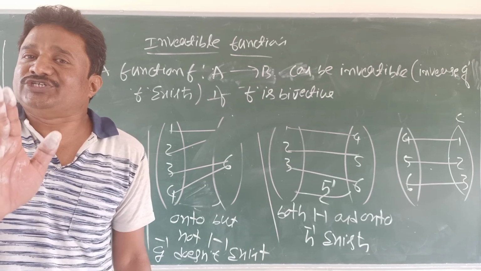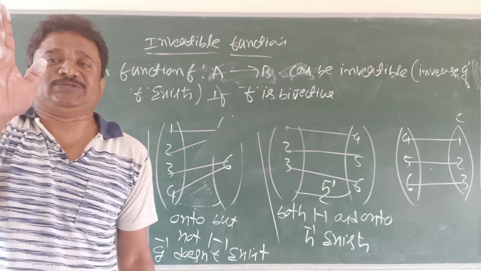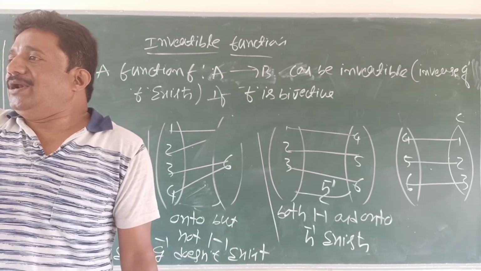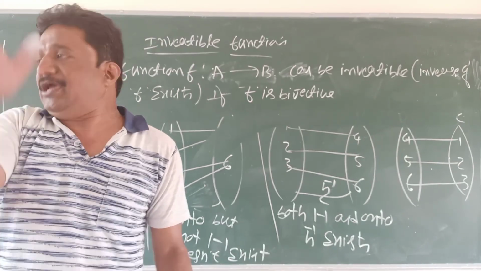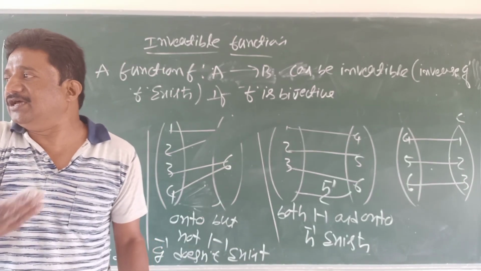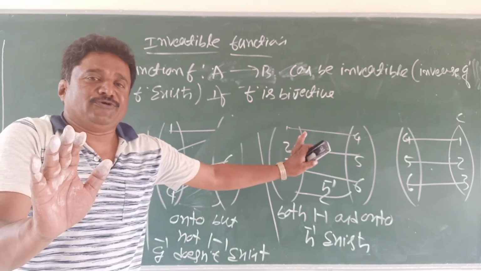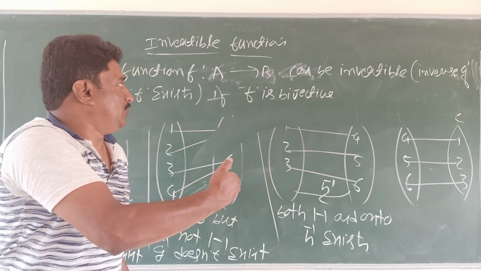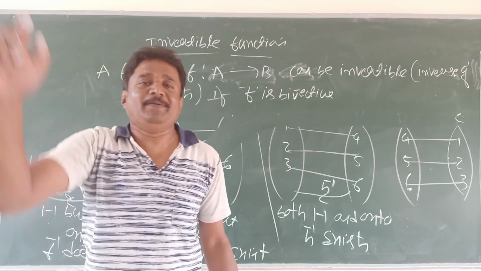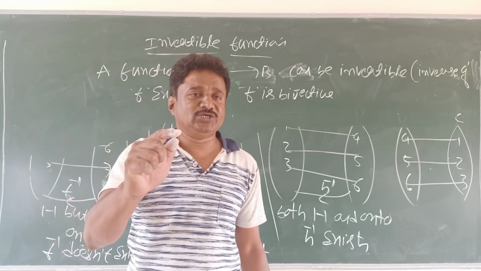Reversing of a function is possible only when it is bijective. Only bijective functions can be invertible. Invertible means reversible. Which functions can we reverse? Only bijective functions can be reversed. I hope you understood. F inverse doesn't mean 1 by f. H inverse doesn't mean 1 by h. I hope you understood this, students.